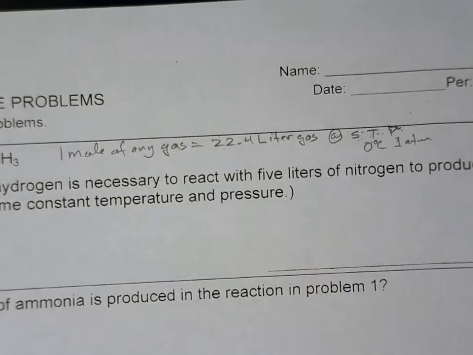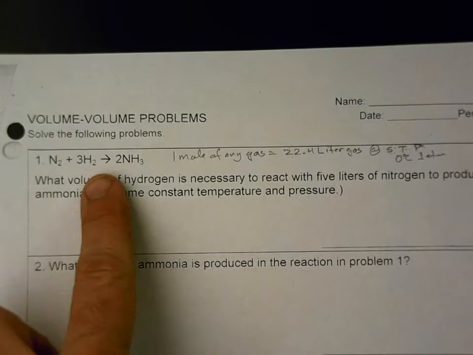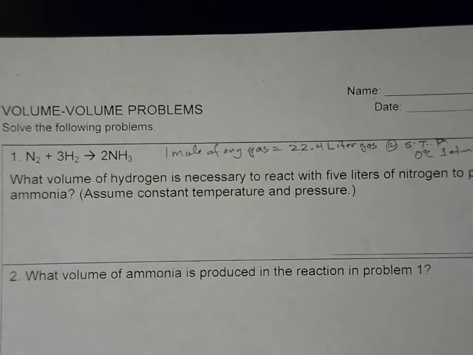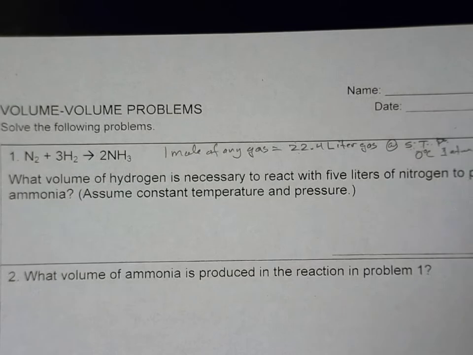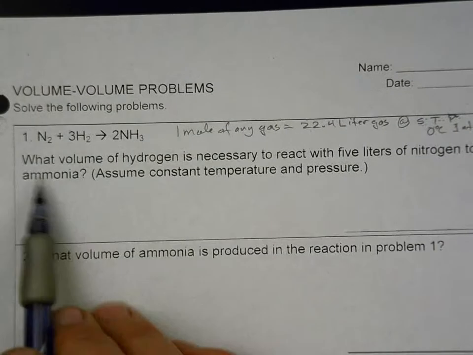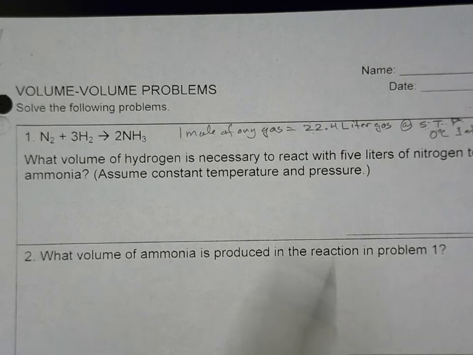So when we work on these problems, we're just going to be looking at the molar ratios, and instead of using Avogadro's number or the molar mass, we're going to be using 22.4 liters as our conversion. So when I read this problem, let's read it through. What volume of hydrogen is necessary to react with 5 liters of nitrogen to produce ammonia?